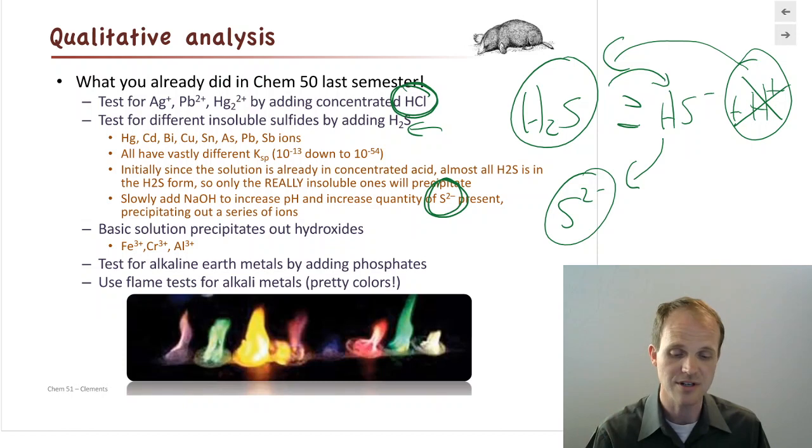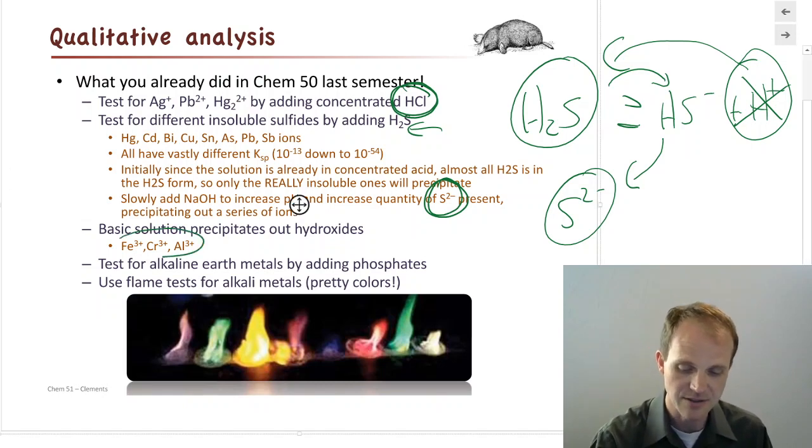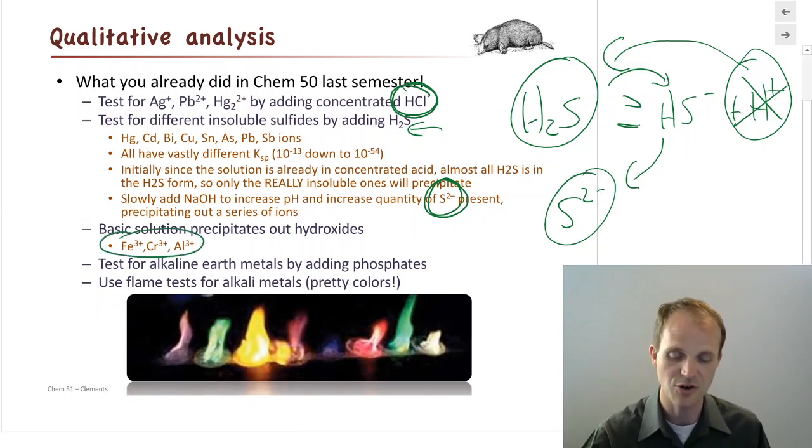So once you start to do that enough, you now get to the point where you've got a neutral solution, you've neutralized all of your acid, and you start to get a basic solution. And then in a basic solution, your iron, your chromiums, and your aluminums actually start to precipitate out because they form hydroxides. Then you can test for alkaline earth metals by adding phosphates, because those will precipitate out with phosphates. And then for the alkali metals, those are a little harder. You have to use flame tests.